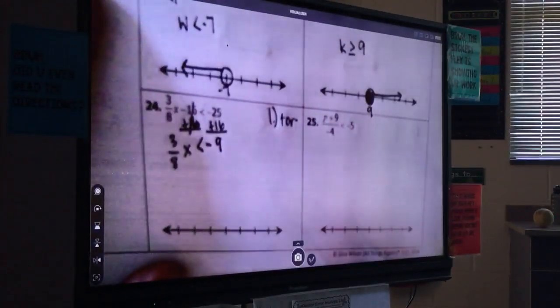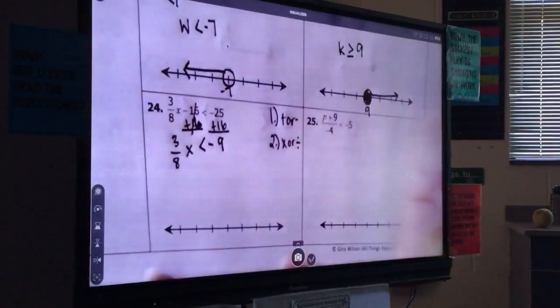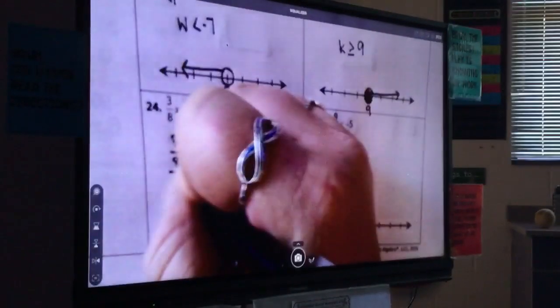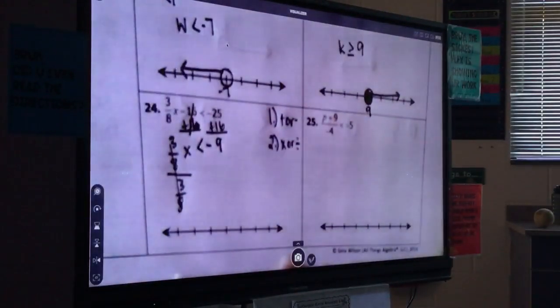Then I'm looking for multiplying or dividing. I'm going to divide by 3/8, right? Why am I going to divide by 3/8? Somebody, anybody? Sebastian, will you actually turn that light on behind you, please?